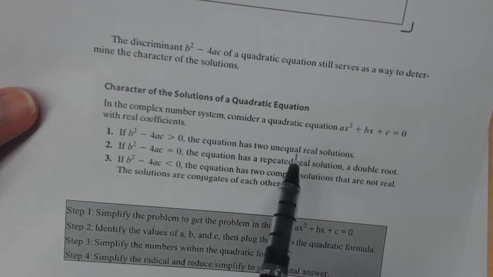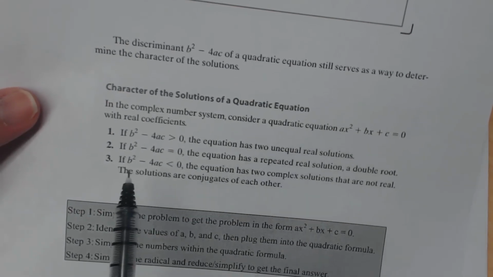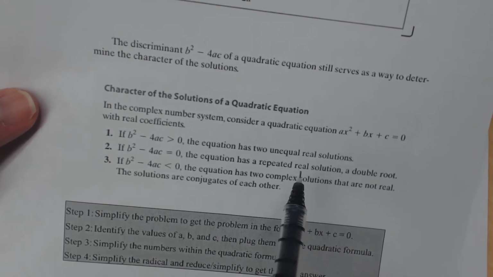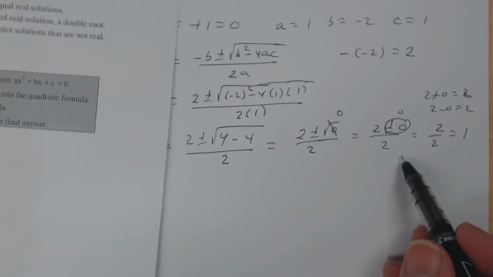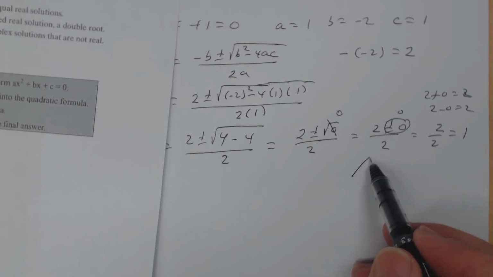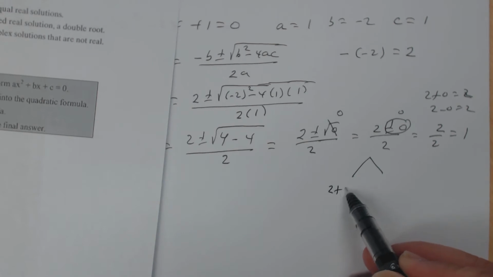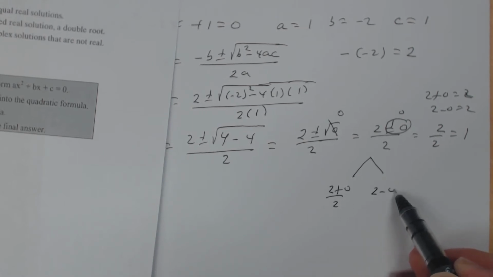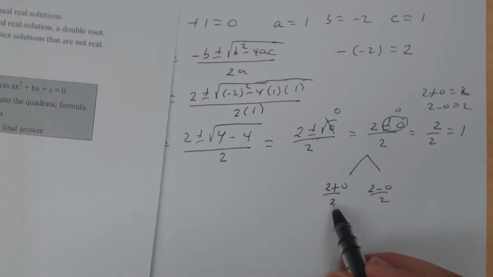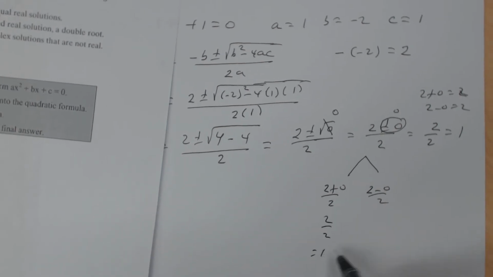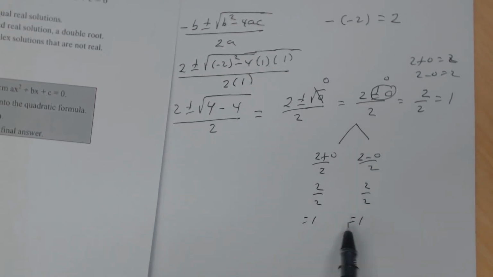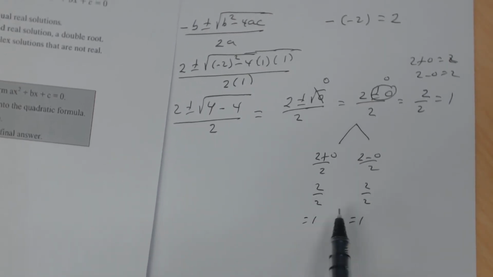They're different solutions. They're not the same solution. If the discriminant is equal to 0, you get 1 solution. It's called repeated because when I came to this step here, I could have said 2 plus 0 over 2, 2 minus 0 over 2. So we get 2 over 2, which is 1, 2 over 2, which is 1. So you get 2 repeated solutions.